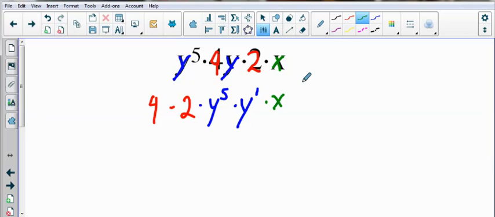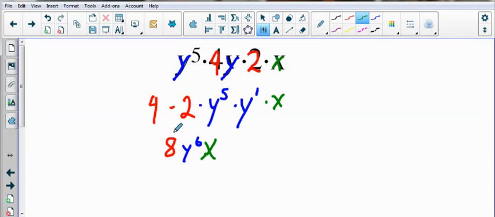Okay, so now I can start simplifying this. 4 times 2 is 8. Y to the 5th times y to the 1st, add the powers. So that's times y to the 6th, because 5 plus 1 is 6. And then I just have the x hanging out over there by itself. Okay, so that's how you would do that.